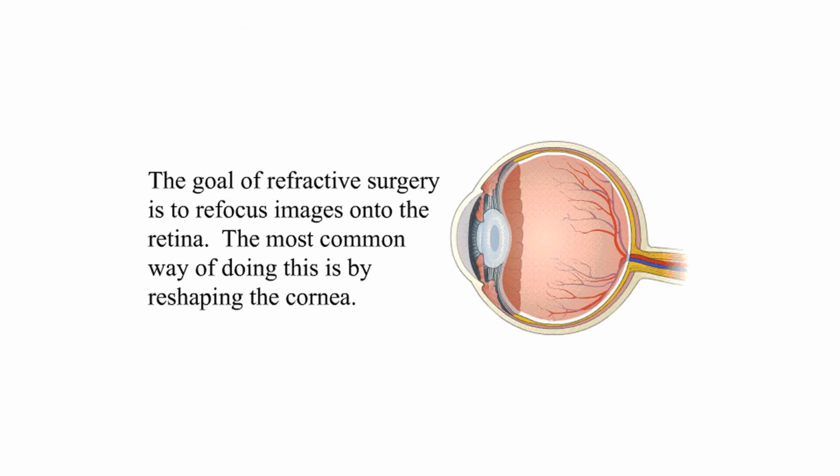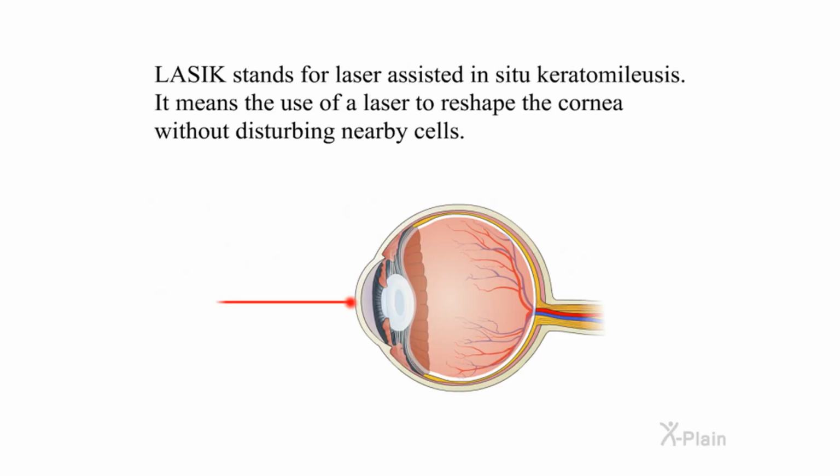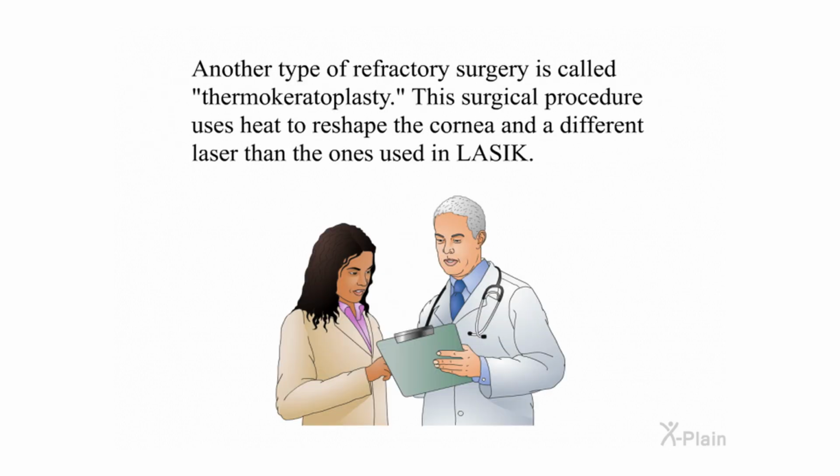Refractive surgery. The goal of refractive surgery is to refocus images onto the retina. The most common way of doing this is by reshaping the cornea. Lasik stands for Laser-Assisted In Situ Keratomileusis. It means the use of a laser to reshape the cornea without disturbing nearby cells. Lasik creates a small flap in the cornea before reshaping it. The flap is placed back over the reshaped cornea. This decreases the symptoms of pain and itching in the eye.